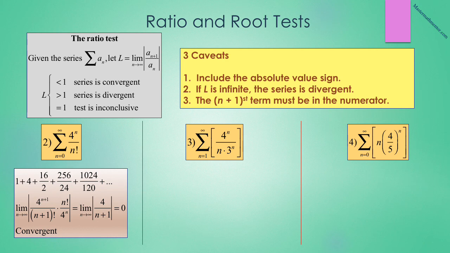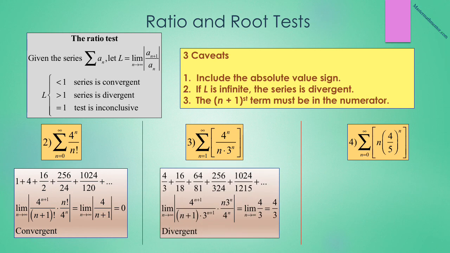And n factorial over n plus 1 factorial gives an n plus 1 in the denominator, as we saw on the previous problem. The limit as n approaches infinity of the absolute value of 4 over n plus 1 is equal to 0, so this is a convergent series.